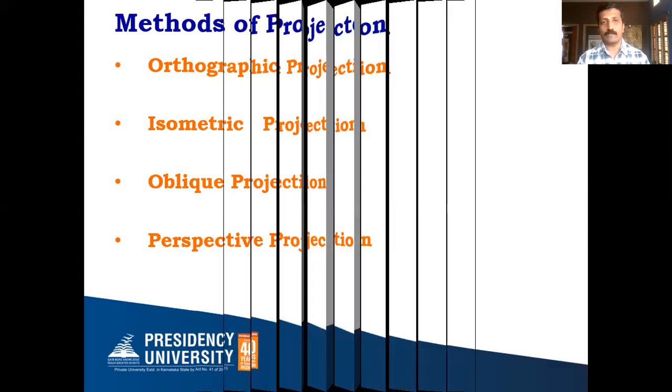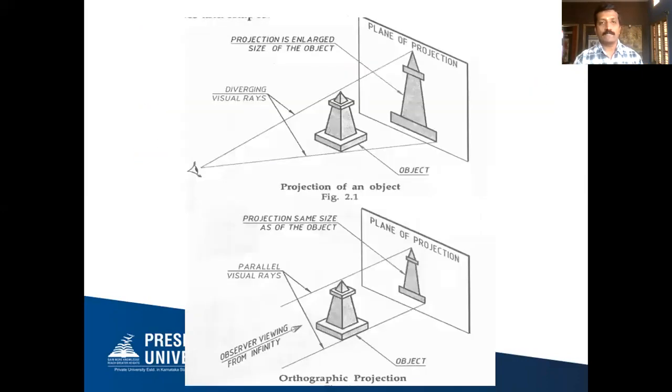Coming to the orthographic projection, ortho means 90 degrees or perpendicular. Let me explain this orthographic projection with the help of this sketch. Yesterday I gave one example: suppose this is the object. If I show it in a class, the first row, being nearer, sees it as a bigger size. Then the second bench, third bench, and the last row, who are sitting farthest, will see the same object in a smaller size. That means we cannot maintain uniformity with respect to the size as well as the shape of the object.